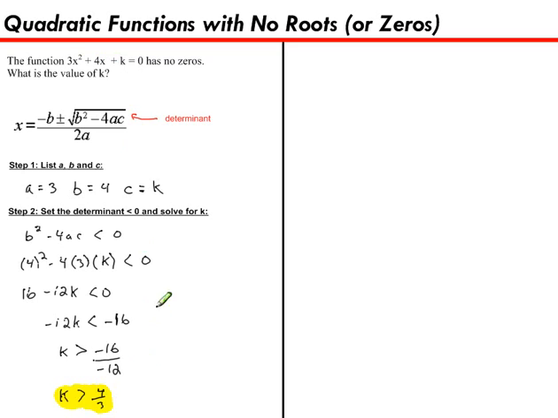So remember, for no roots or no zeros, the determinant must be set less than 0, and then you solve for the missing variable. So are you ready to give it a try on your own? Grab your paper and pencil and try to solve this problem. The function negative 2x squared plus 6x plus k equals 0 has no zeros. What is the value of k? So try that using the same steps I showed you on the left, and I'll post the solution when you're ready.